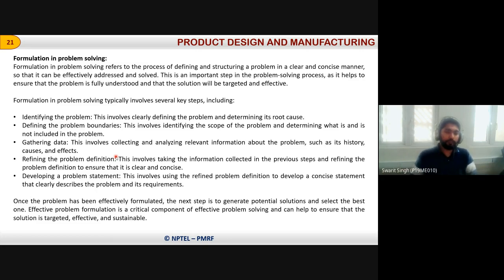Finally we define the problem statement, which involves using the refined problem definition to develop a concise statement that clearly describes the problem and its requirements. Once the problem has been effectively formulated, the next step is to generate the potential solutions and select the best one. Effective problem formulation is a critical component of effective problem solving and can help to ensure that the solution is targeted, effective, and sustainable. So this is what formulation in problem solving refers to.